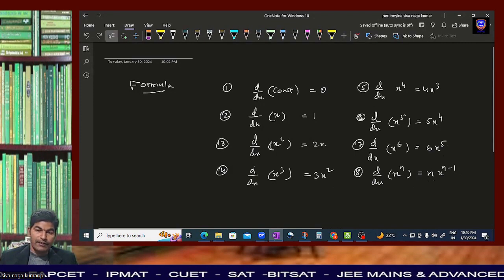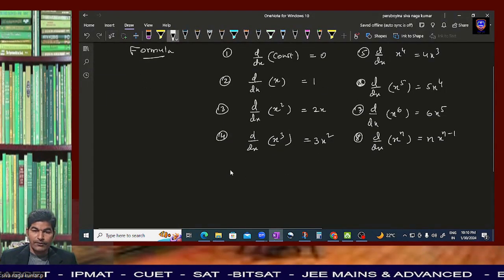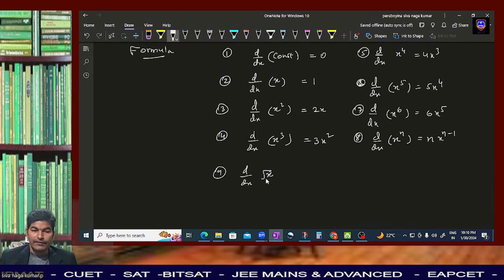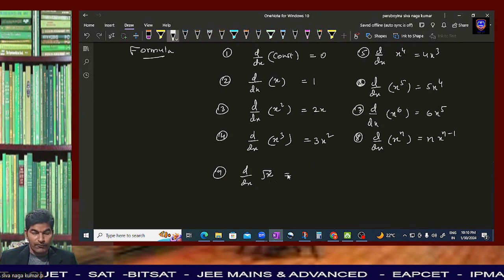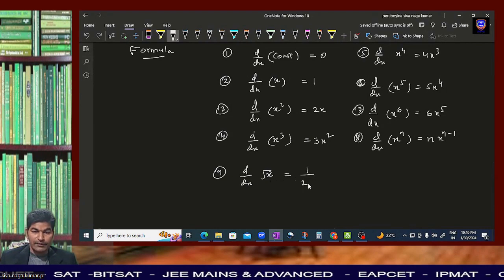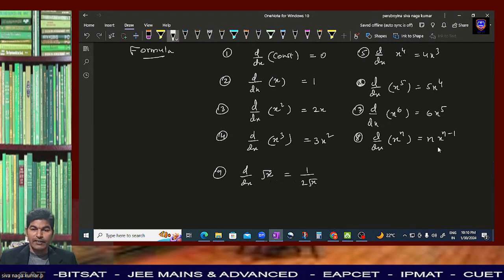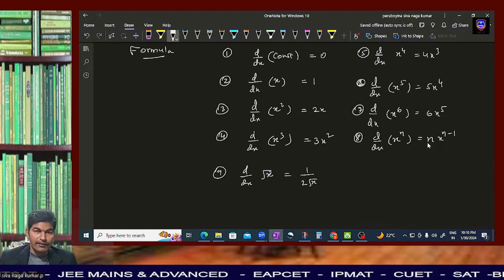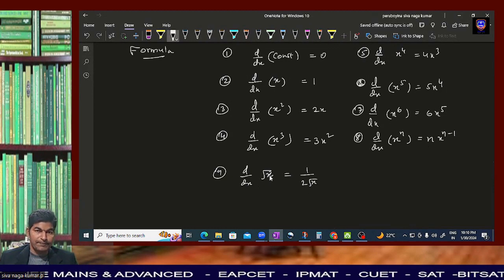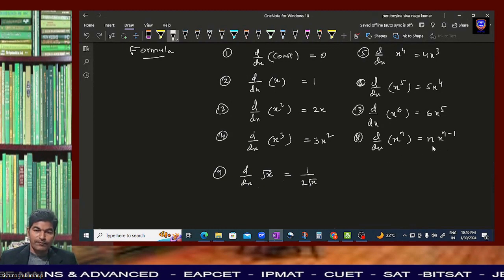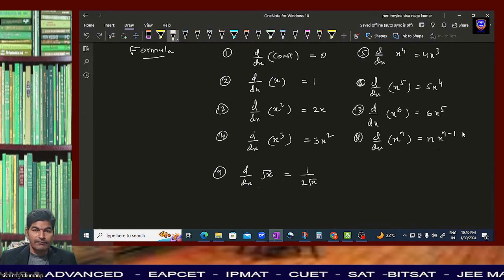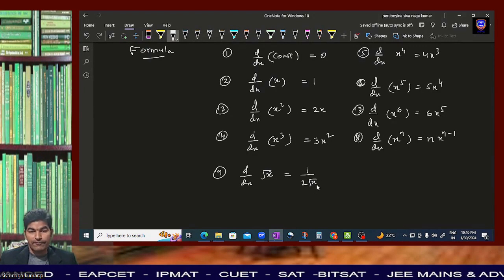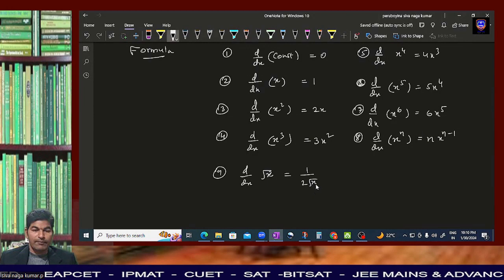In the same way, you can also learn formula number 9. If it is root x, that means x power 1 by 2. So the result, just learn it: 1 by 2 root x. I used the same formula n into x power n minus 1, where n is 1 by 2 in this case. So 1 by 2, x power 1 by 2 minus 1, which is minus 1 by 2. 1 by 2 means root x, minus 1 by 2 means 1 by root x. So the result is 1 by 2 root x.